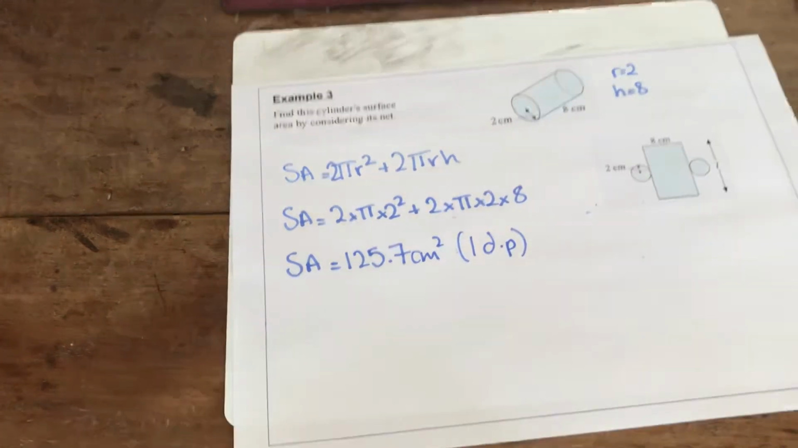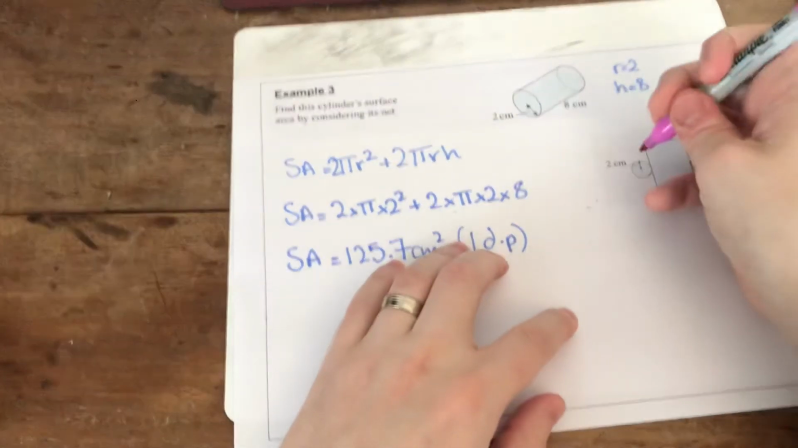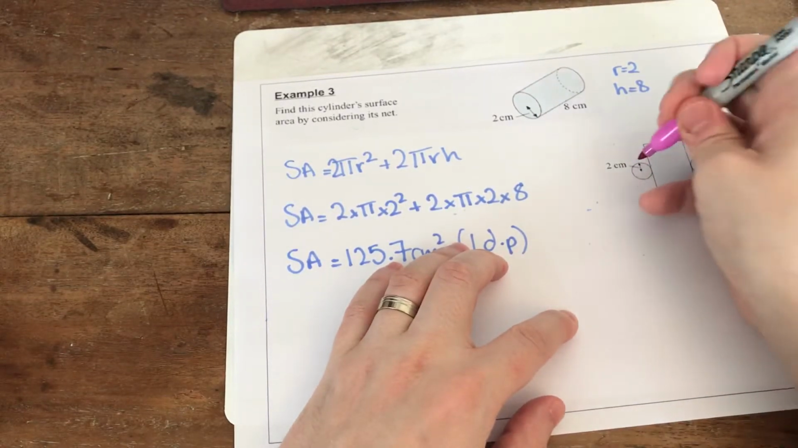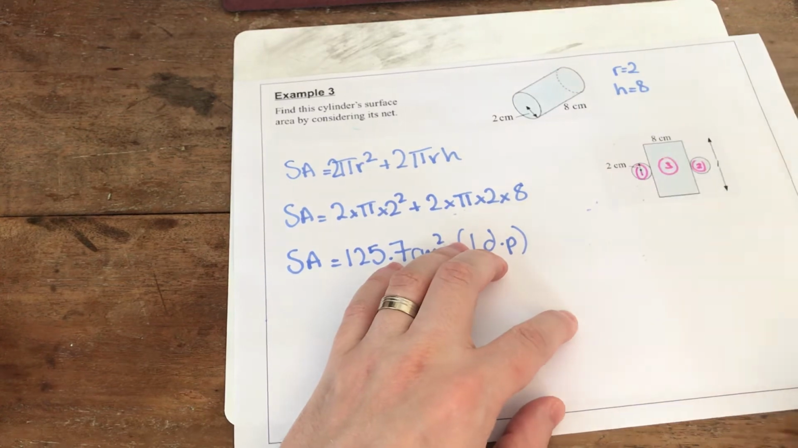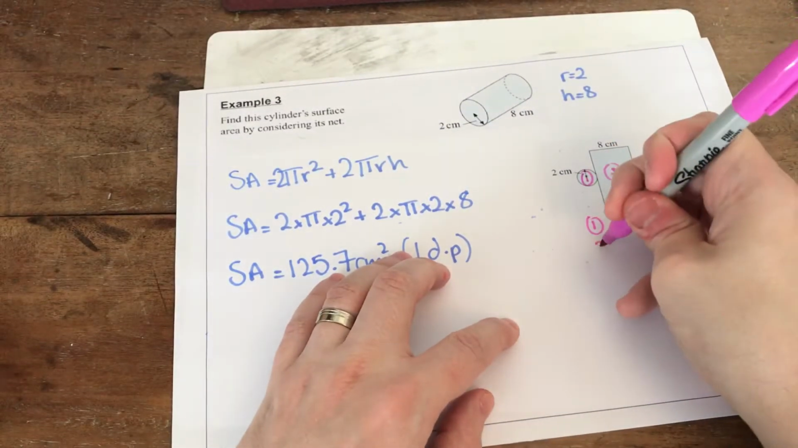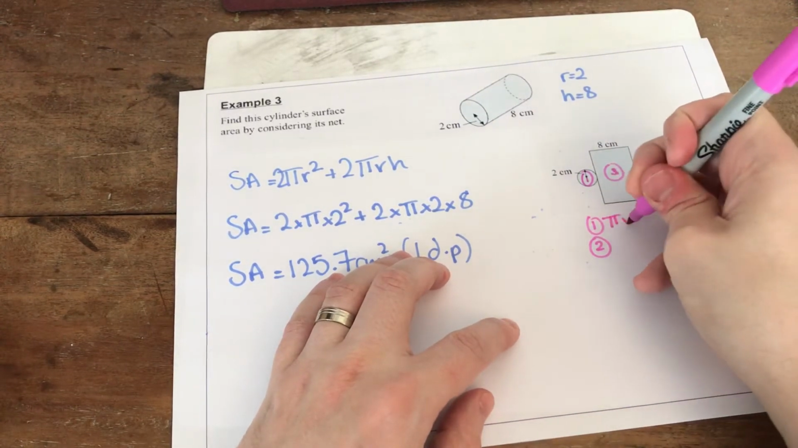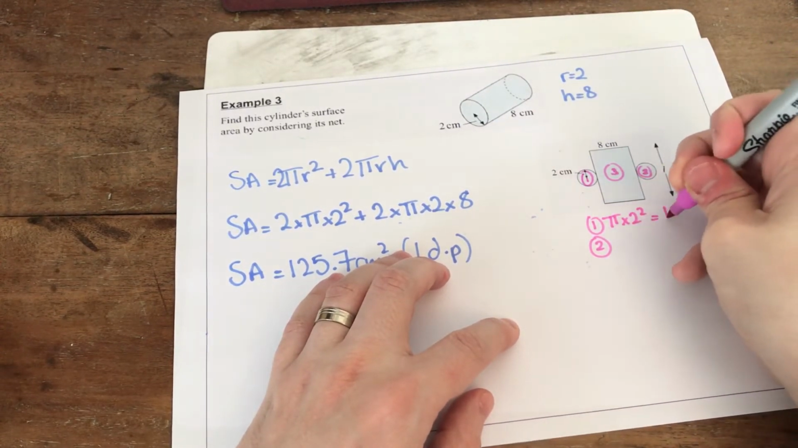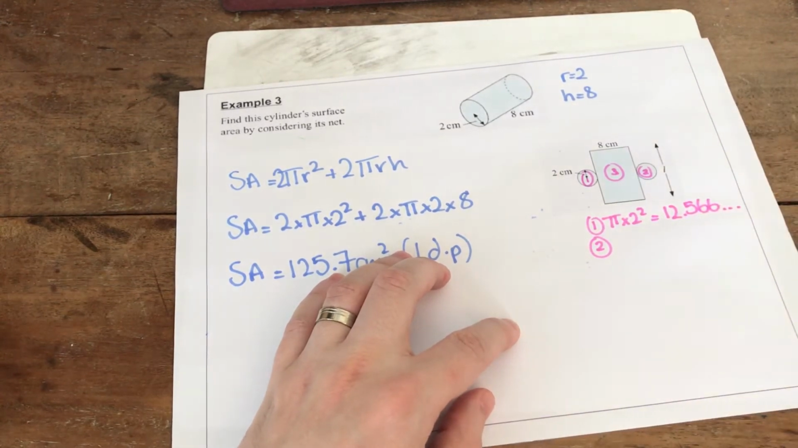Not all of you would prefer to do it that way. So the other way we can do this is to work out the area of each of these. I'm going to list that as 1, 2, and 3. Then I'm going to add these together. 1 and 2 are both circles, so the area of that is pi times 2 squared. That gives me 12.566, and it goes on forever.